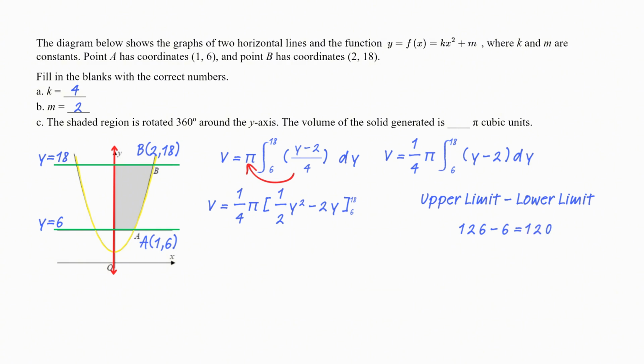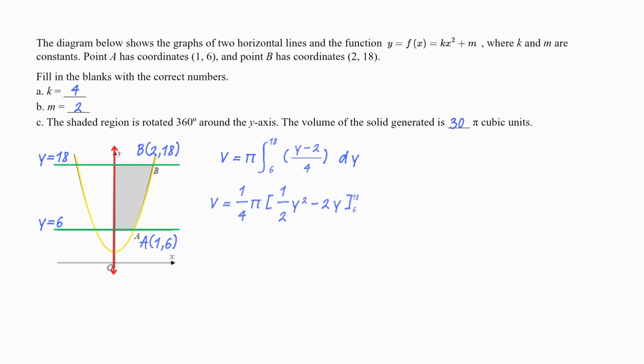Finally, multiply by the constant outside, 1/4 pi. So 1/4 pi times 120 equals 30. So our final volume is 30 pi cubic units. Remember, when rotating around the y-axis, always solve for x² and use y boundaries.